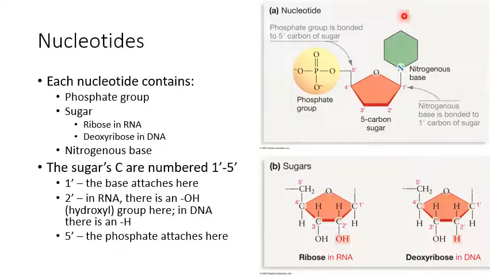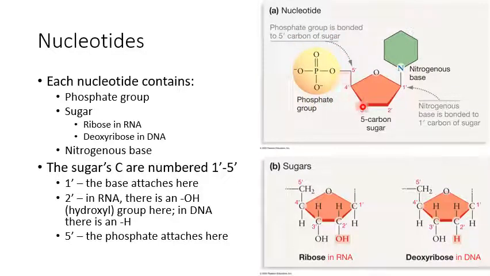So I have a couple diagrams of nucleotide structure. On the top you have the actual structure of a nucleotide, and on the bottom you have the 2 different sugars that are possible, ribose for RNA and deoxyribose for DNA. So on the top here you can see your sugar is going to be in the middle, and coming off of it on one side you have the nitrogenous base, and coming off of it on the other side you have the phosphate group.